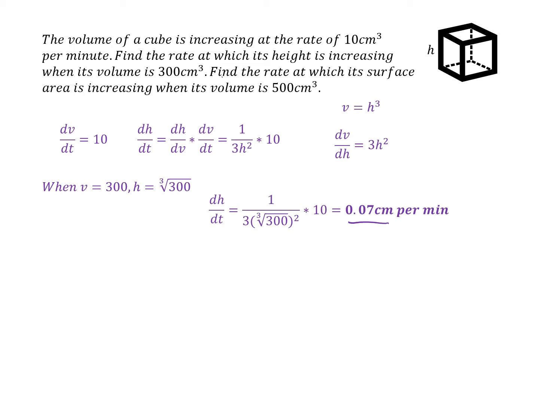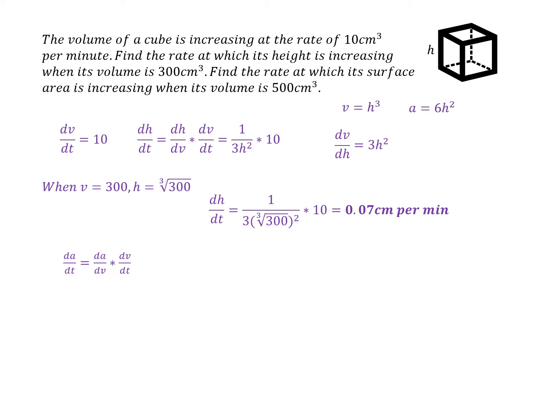So now we've got to find the rate at which the surface area is increasing when the volume is 500 cubic centimeters. So surface area. dA/dt is the rate of increase of surface area, that's here, and we can express dA/dt as dA/dV times dV/dt. Remember, we've already got dV/dt, that's equal to 10. So how do we get dA/dV then? We need an expression for A and V.